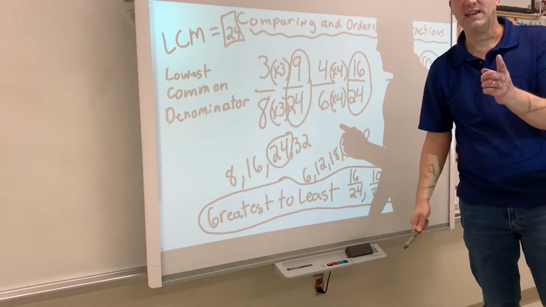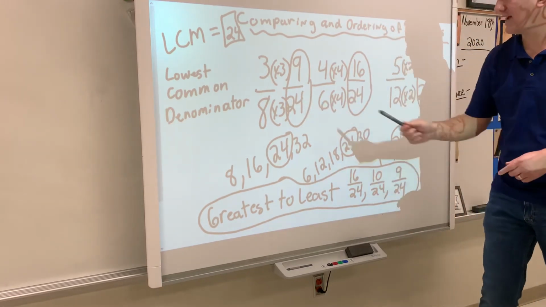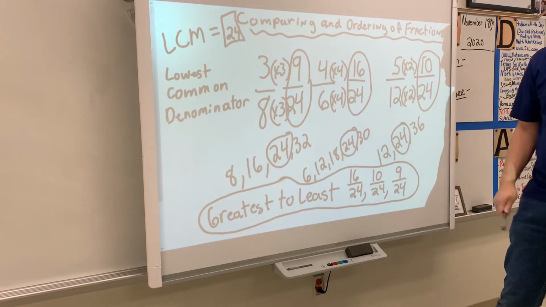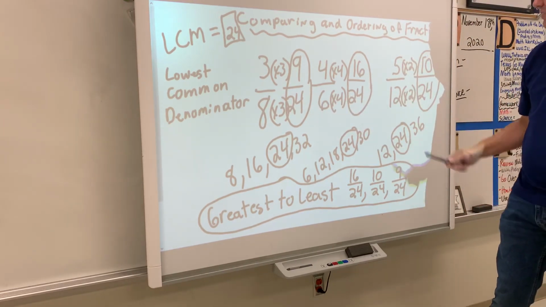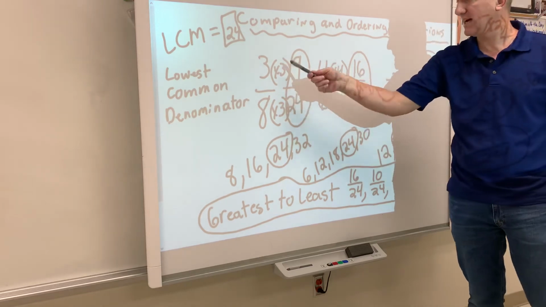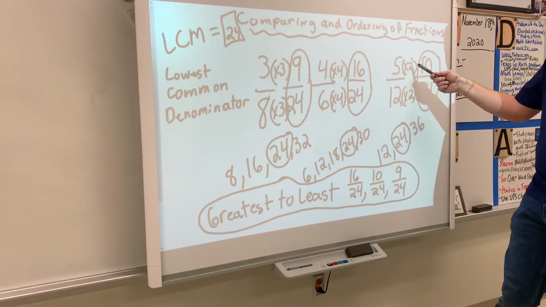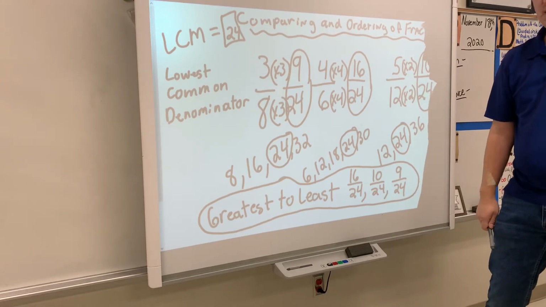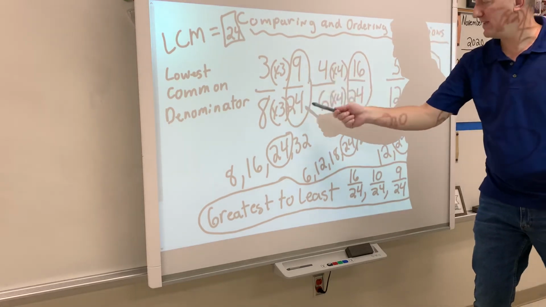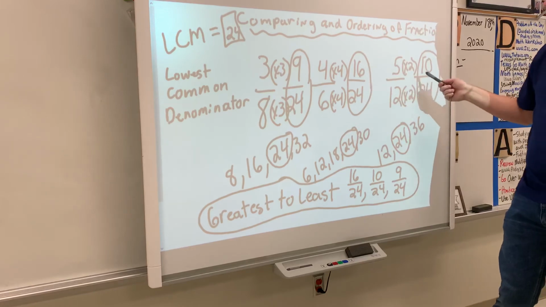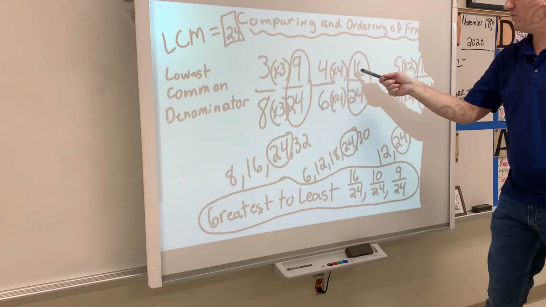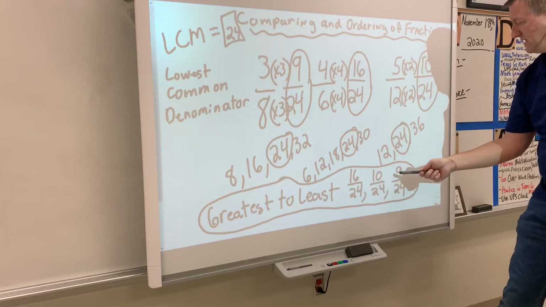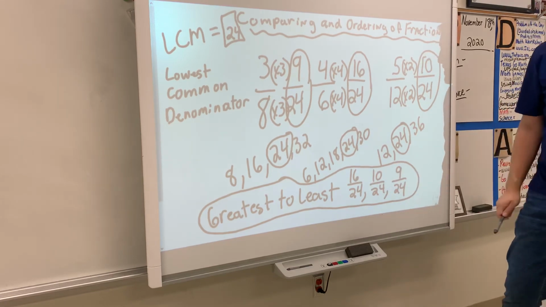Then once you have the 24, you have to find equivalent fractions. That's really what we're doing. We're finding equivalent fractions, aren't we? Yeah, that's what we did before. So you have to multiply both sides by the same number to get the fraction that you need. Once they're all the same, you can just easily order them by the numerators. 16 is greater than 10, 10 is greater than 9.